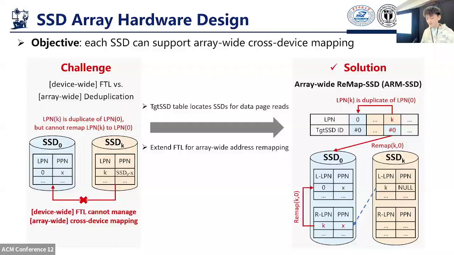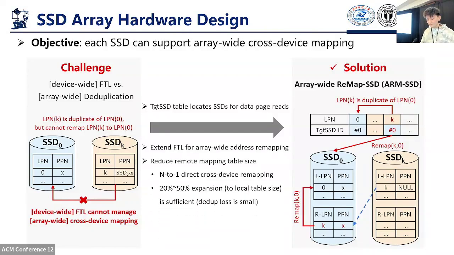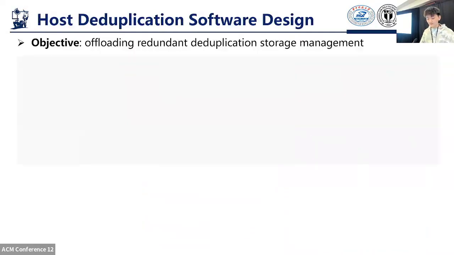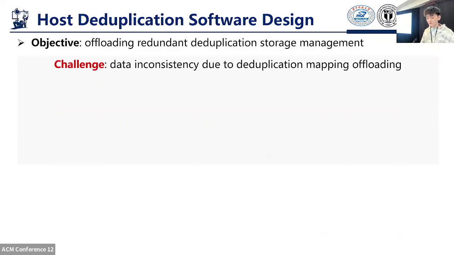It's expensive to maintain a large remote mapping table covering the array address space for remapping. We use N-to-1 direct mapping to map the array address space to a small remote table in each SSD. Experiments show that an expansion of 20% to 50% to the local mapping table size is sufficient, and the DDAP loss is small. Besides, we found that decoupling storage management from the DDAP software leads to a data inconsistency problem.